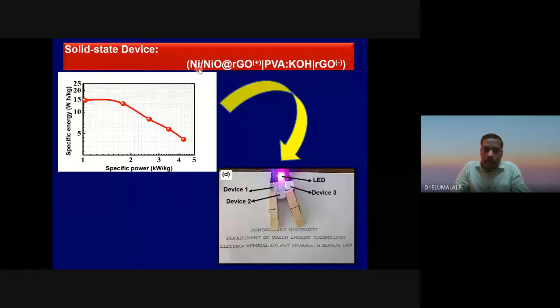Nickel hydroxide. And this nickel hydroxide was prepared by the sol-gel method. RGO was prepared by Hummers' method. I don't know whether you are aware of that or not. You take both of them in some proportion and you make a composite.